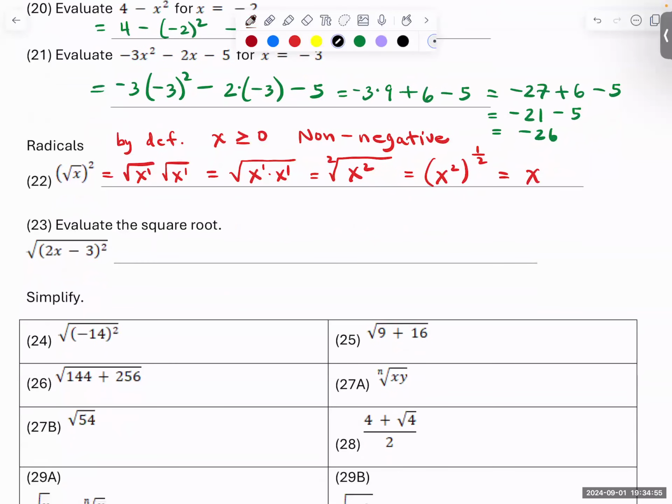Number 23. Principal square root of the square of 2x minus 3. Now, x can be any real number, negative, 0, positive, but squaring 2x minus 3 makes the radicand non-negative, positive or 0. So the principal square root can be rewritten as 2x subtract 3, quantity squared, quantity raised to the 1/2 power.